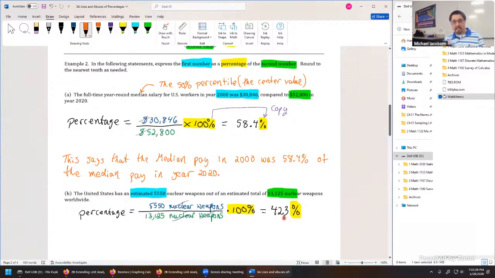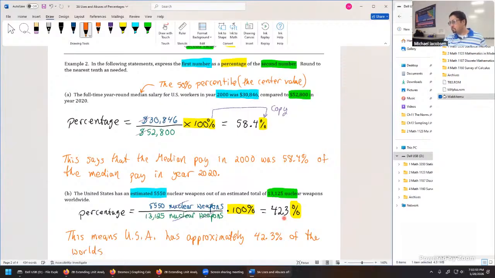So let me put down, to the best of my ability, verbatim what you said. This means the United States has approximately 42.3% of the world's nuclear arsenal. That deserves an exclamation mark.